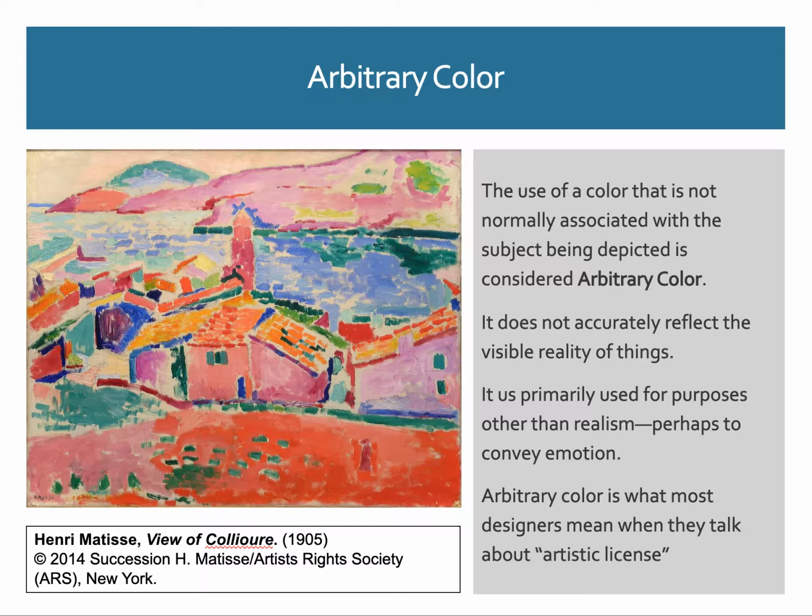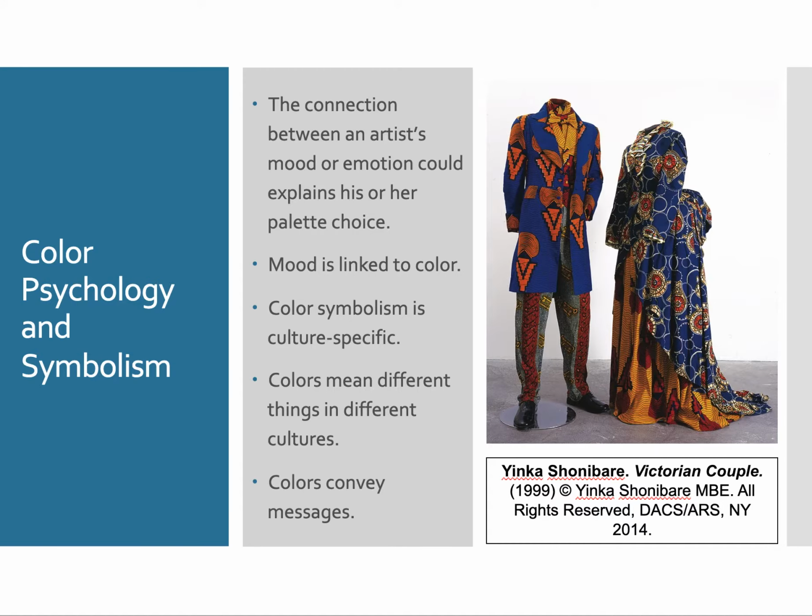Arbitrary color. So this is when you use colors that are not normally associated with something. And Matisse did that in his painting. So we have colors that are kind of striking because they don't accurately reflect the visible reality. And again, it's another bold thing to do, but it can also be very interesting and original to do. So it is a tool that you have in your kit for something you can do that's different.